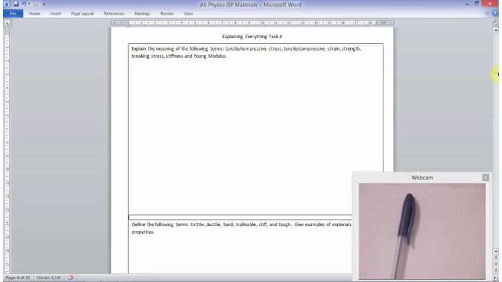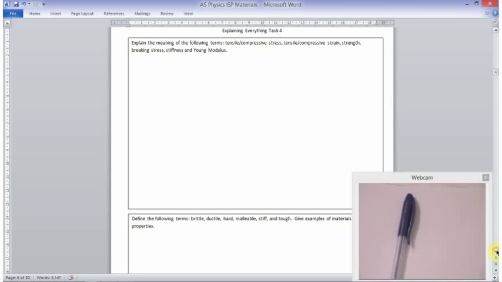So the strength of an object is essentially linked to how much force or how much stress it can take before breaking, and the breaking stress is how much stress it can take before breaking. The stiffness is to do with how easily it extends when force is applied to it. So the less stiff it is, the more it extends when force is applied to it. And the Young's modulus is the stiffness of a material, essentially. So stiffness is to do with a sample, whereas Young's modulus is to do with a material.